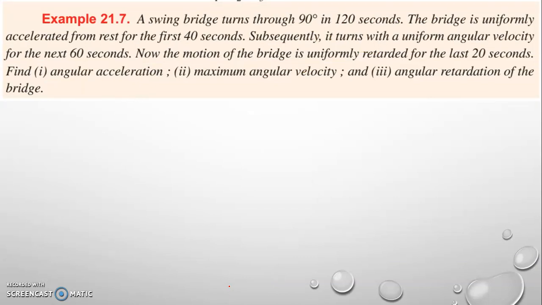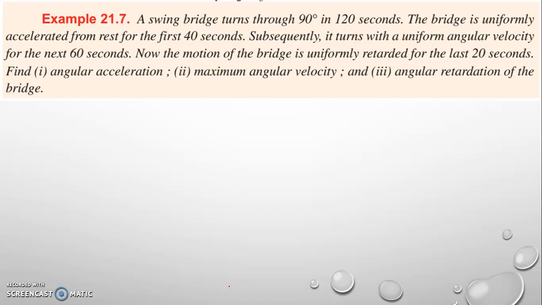A swing bridge is nothing but a bridge that can be opened and closed for travel across a river. Sometimes it will open for ships to travel, and for passenger cars or lorries to travel it remains closed, just like our railway crossing. A swing bridge turns 90 degrees in 120 seconds.